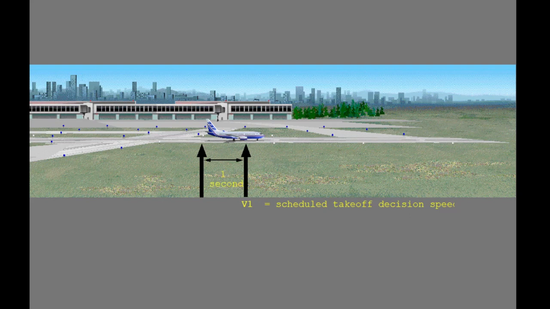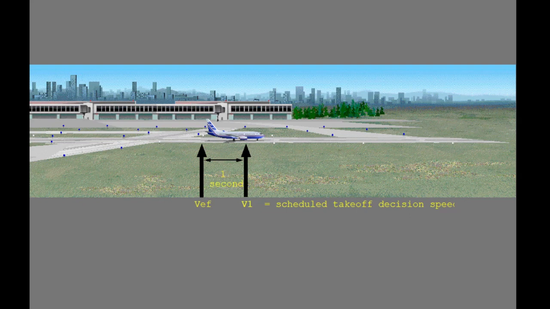To start, let's look closely at the takeoff decision speed. V1 is the scheduled speed above which the crew will elect to continue the takeoff even with an event such as an engine failure, and below which the crew will elect to reject the takeoff if there is an event early enough that they can apply the brakes by V1. It is assumed that there is a 1-second recognition and reaction time between the event and the crew's application of the brakes at V1.